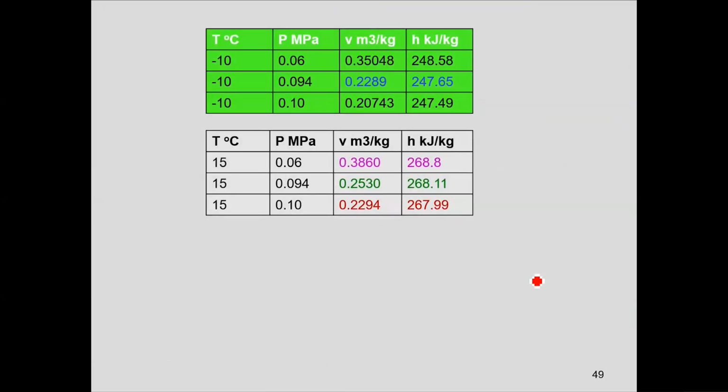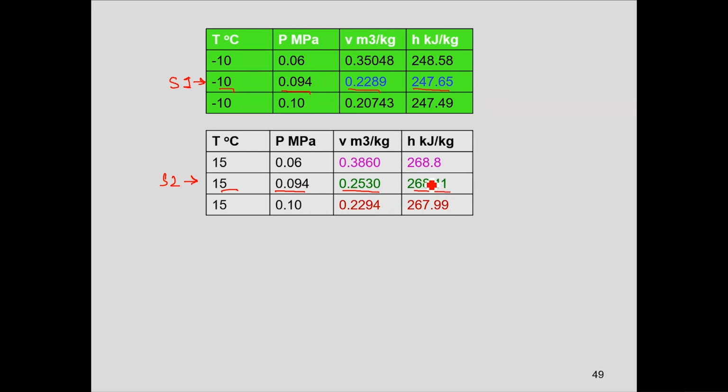Once I've done that, I'll have these two tables with me. The first table is for state 1. State 1 is this row, minus 10 degrees centigrade, 0.094 megapascal. This is the specific volume. This is my enthalpy. State 2, 15 degrees centigrade, 0.094 megapascal. This is the specific volume and this is the enthalpy.